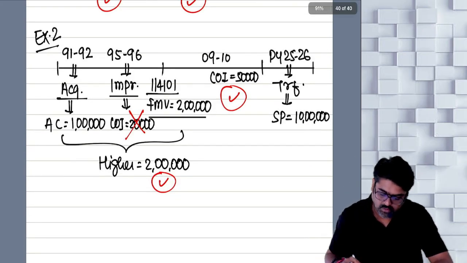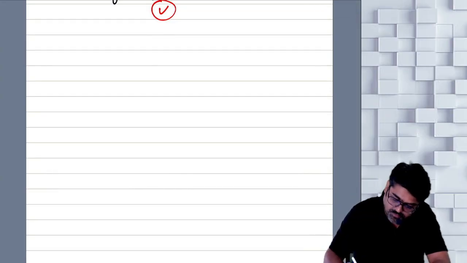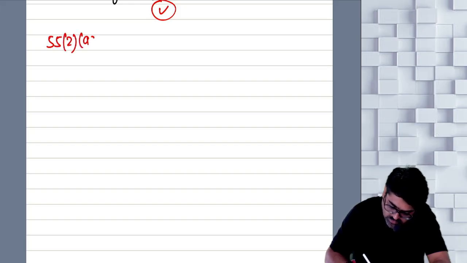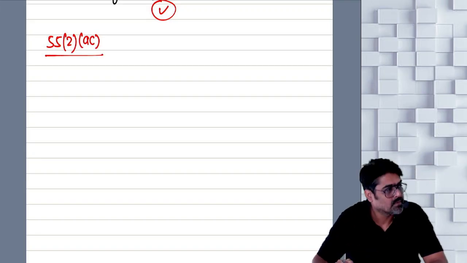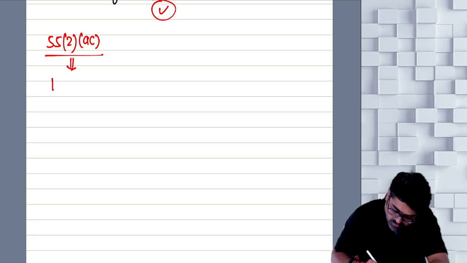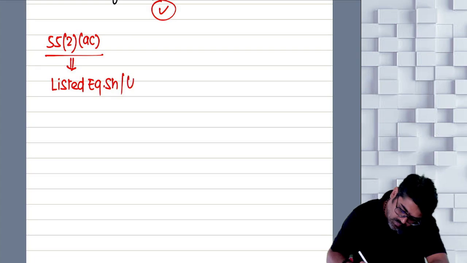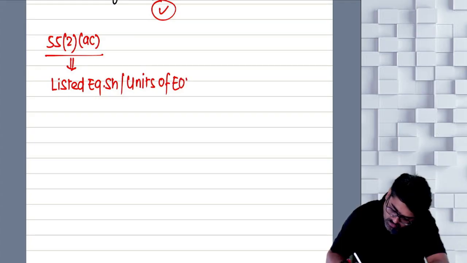Okay, now we are going to discuss section 55, subsection 2, clause AC. Now this section talks about listed equity shares or units of equity oriented mutual funds and units of business trust.